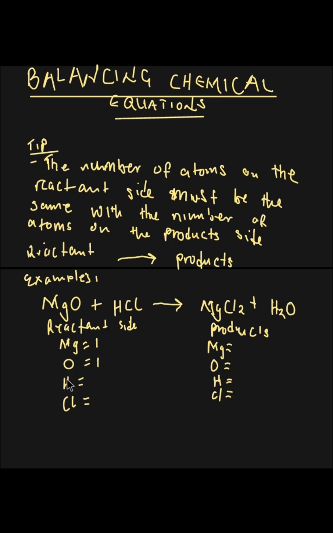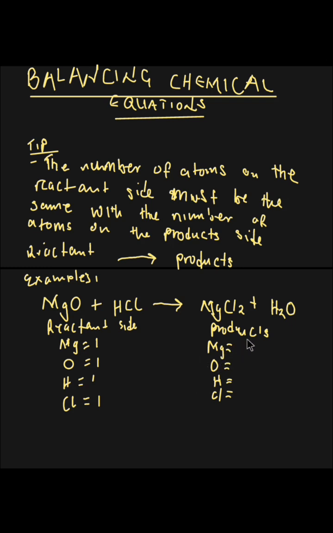One. Then again you move to hydrogen. How many atoms of hydrogen are you seeing there? So you notice that you have one atom of hydrogen. Then you continue moving to chlorine. How many atoms of chlorine do you have? So you notice that you have one. So here, we have one atom of each element involved on the reactant side.